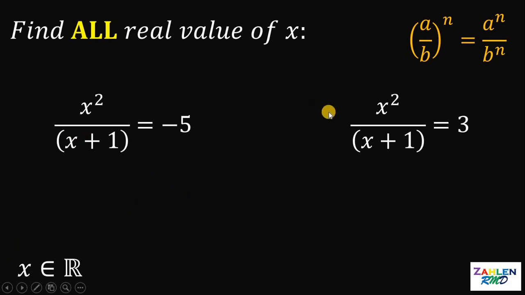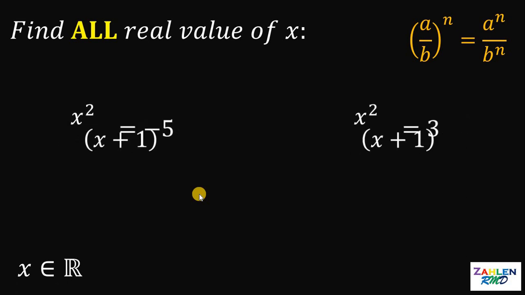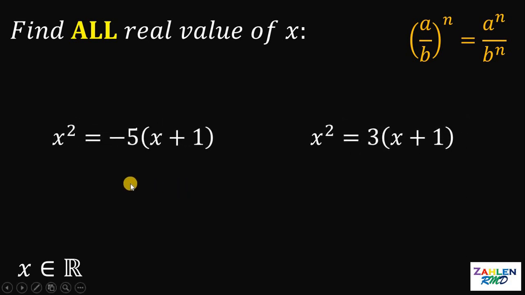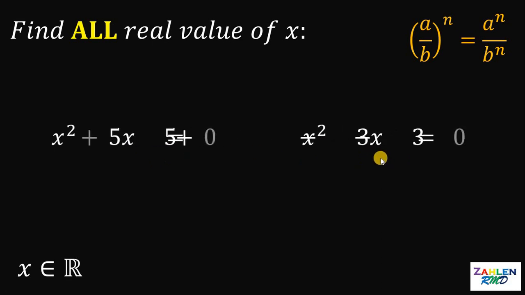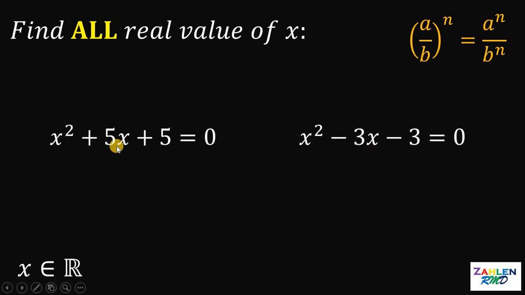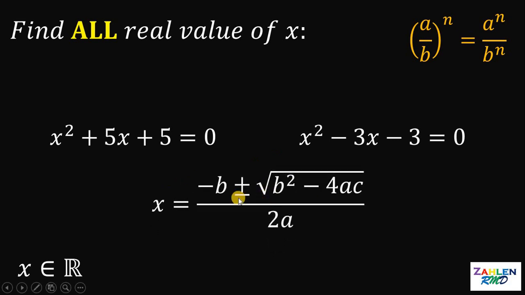Now, let's multiply all terms by x plus 1. On the first equation, let's distribute this negative 5. And on the second equation, let's distribute this 3. Now, let's equate both equations to 0. Now, we have x squared plus 5x plus 5 equals 0, and x squared minus 3x minus 3 equals 0. Now, in these quadratic equations, we will use the quadratic formula, negative b plus or minus square root of b squared minus 4ac all over 2a.